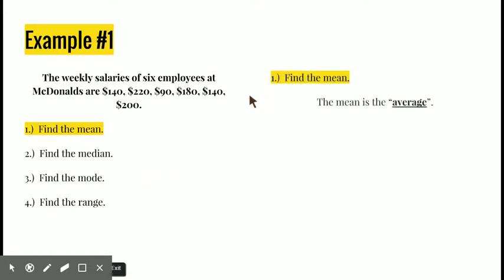Okay, and the mean is the average. And to find the average, what we have to do is add all of these numbers together and divide it by the number of numbers. So as you can see, we're adding all 6 of these numbers together. And how many numbers were there? There were 6. So we're going to then divide by that. So we're adding all the numbers together and dividing by 6 because there are 6 numbers here.